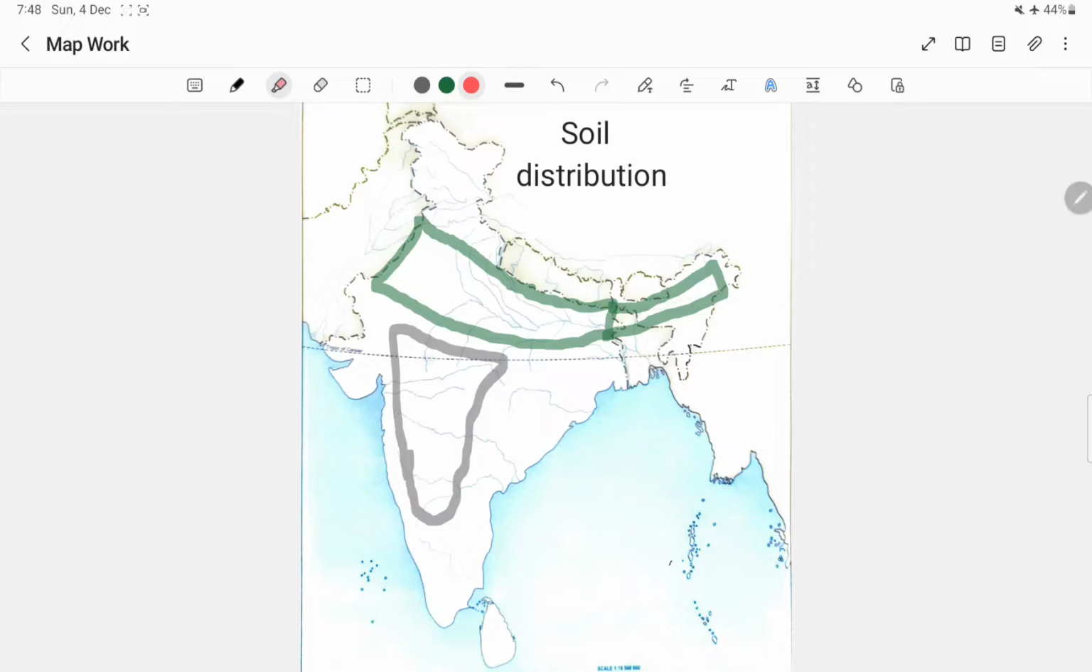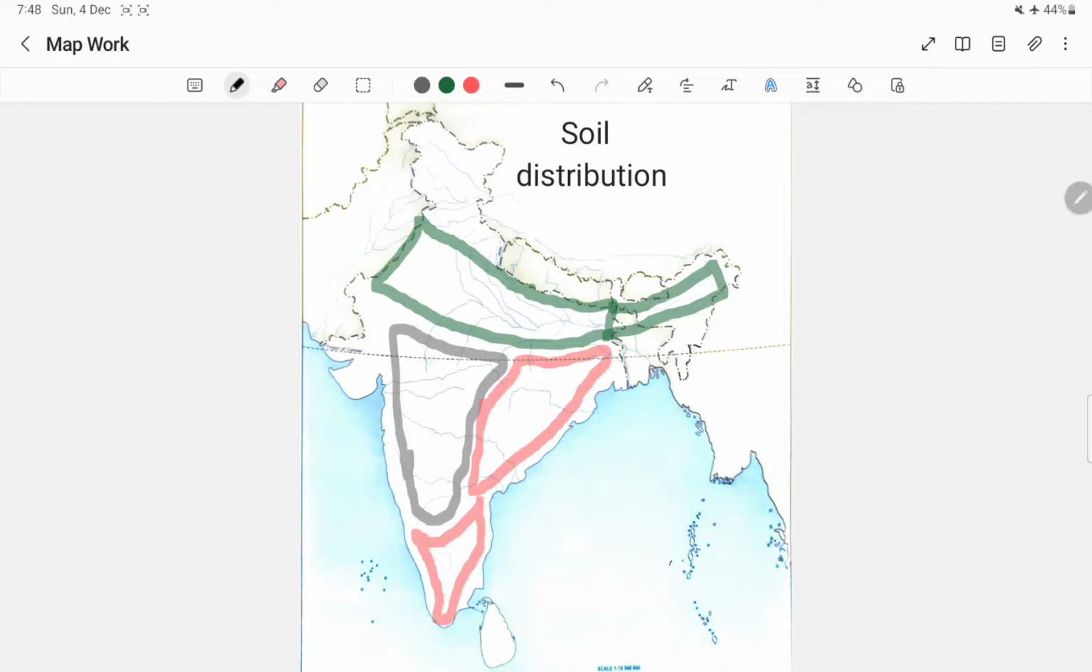And the third one, that is the red soil. So for red soil, this will be your main patch for red soil. And over here also, that is in the peninsular region, the bottommost, there also lies the red soil.